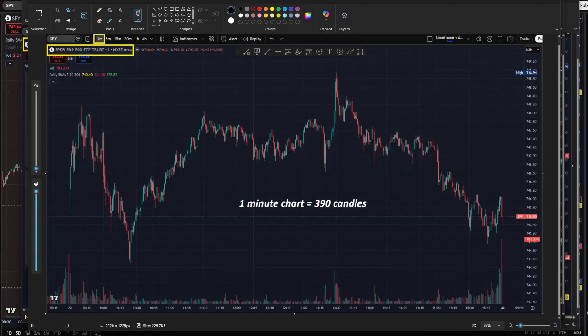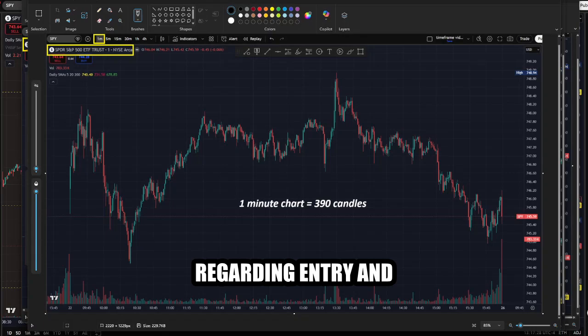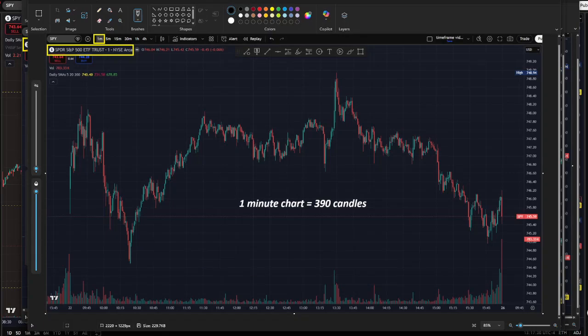In trading, price action is the analysis of an asset's raw price movements over time, typically studied using a naked chart, which you can see here. There's no lines, there's no algorithms, there's no indicators. Traders use price action to read market sentiment, identify trends, and make real-time decisions regarding entry and exit points.